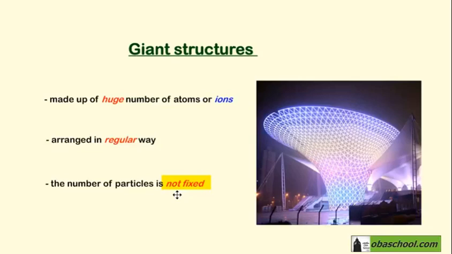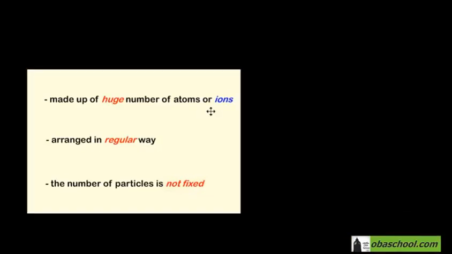So there are three characteristics for the giant structures. First of all, they are made up of a huge number of atoms or ions. They are arranged in a regular way, and the number of particles is not fixed.